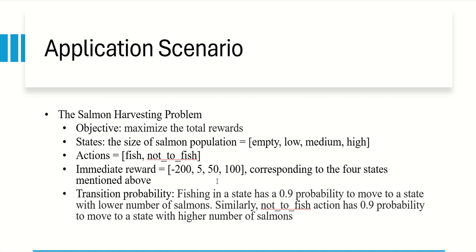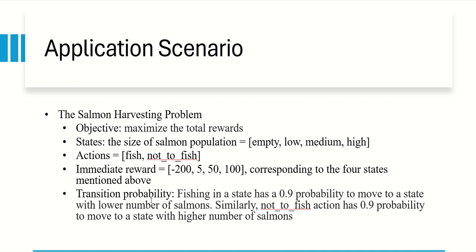And for the immediate reward, minus 200 represents the immediate reward of being in the empty state. 5 corresponds to the low population. 50 corresponds to the medium population. 100 corresponds to the high population.